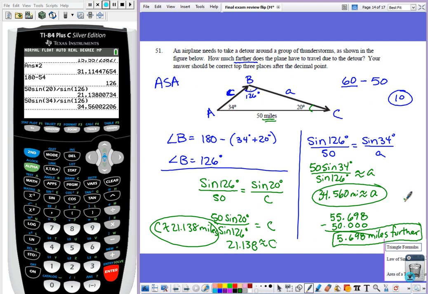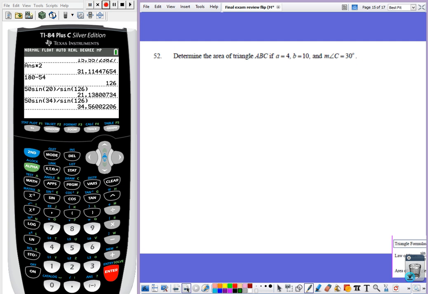Okay? All right, it's important that you're putting units. It's important that you're reading the question. I think this one, how much further does the plane have to travel, can really get you caught up. All right, great. 3 more to go.